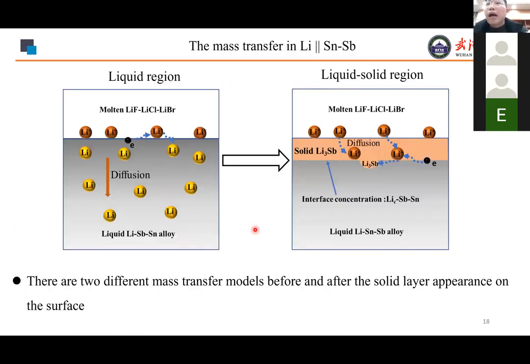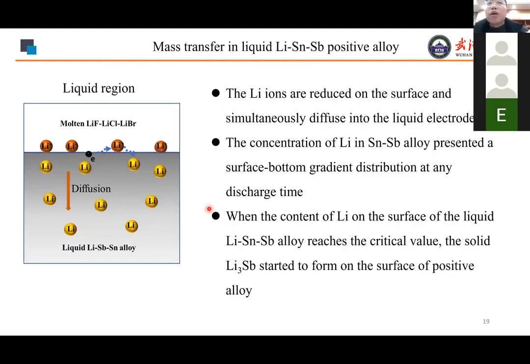From the view of kinetics, there are two different mass transfer models before and after the formation of solid phase on the positive electrode. When the positive electrode is liquid, the lithium ions are reduced on the surface and at the same time diffuse into the liquid alloy. The concentration of lithium in the liquid alloy presents a surface-to-bottom gradient distribution at any discharge time.